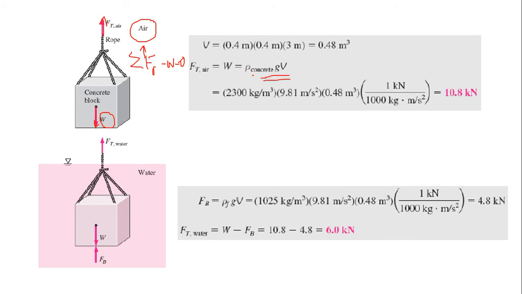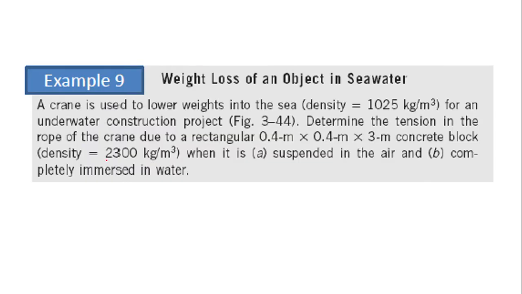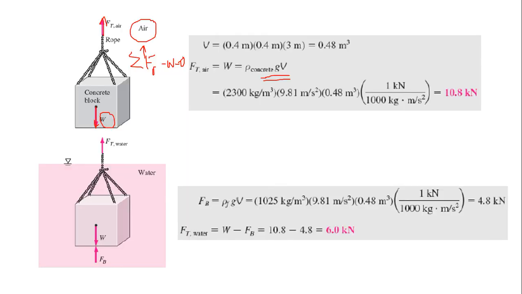So the rho of the concrete is given to you, which is 2300. You know the constant G, and you have V, the volume of this concrete block. So 0.4 times 0.4 times 3. You have all the values, so you can calculate easily. 2300 times 9.81 times 0.48.